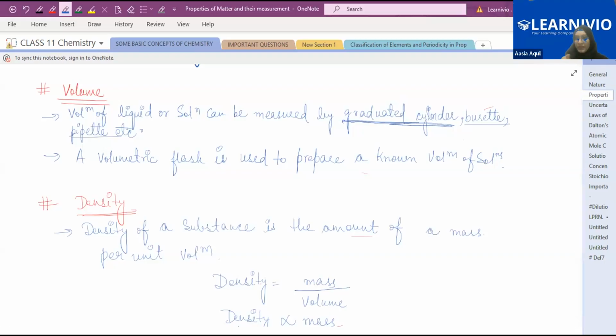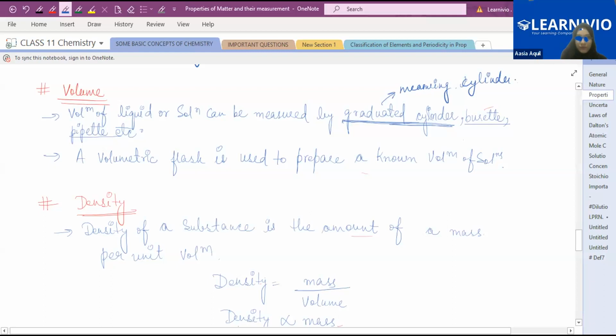Have you guys used these burette, measuring cylinder? Basically, a graduated cylinder is a measuring cylinder which is used to measure the volume of a liquid. Have you used these in your laboratory while doing any experiment? Measuring cylinder, burette, pipette, etc. Have you ever used them? No, ma'am. Okay, no problem.